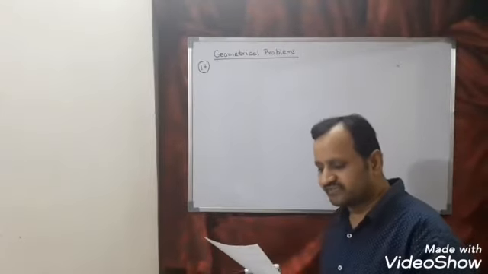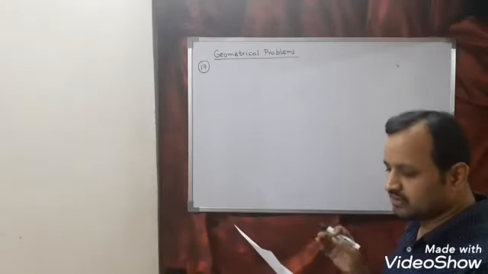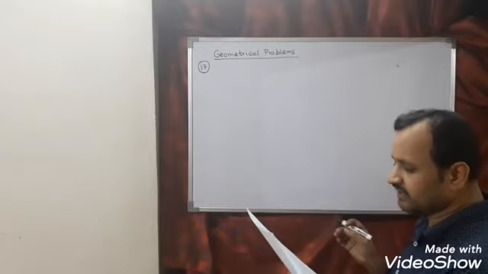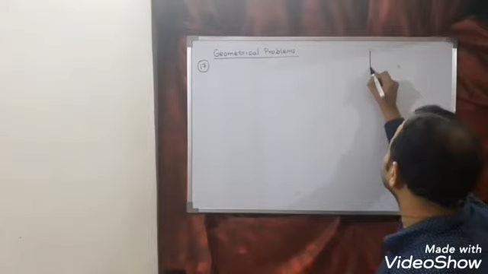tin of side 18 centimeter is to be made into a box without top by cutting a square from each corner. So it is square. So square means something like this. Right. And what is the side of square? It is given as 18 centimeter. So this is 18 centimeter, and this is also equal to 18 centimeter.